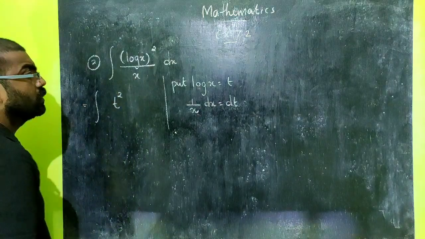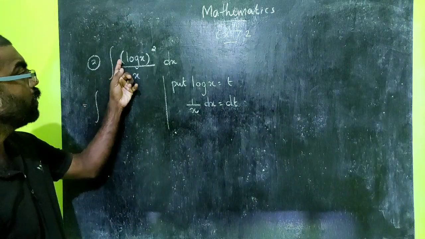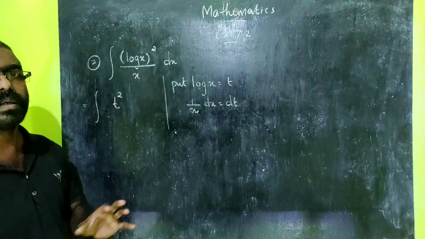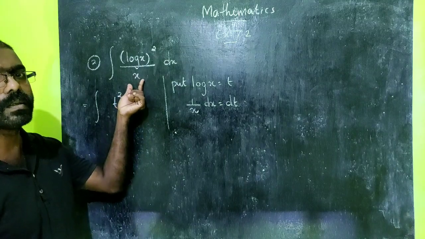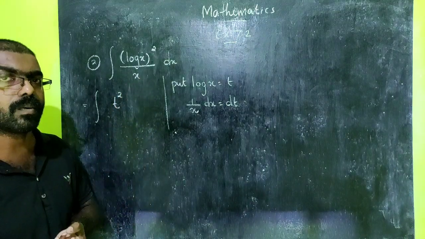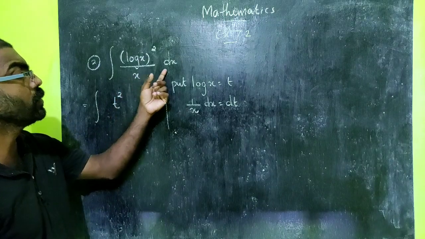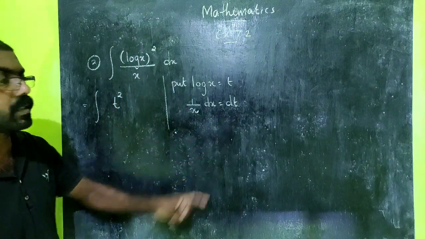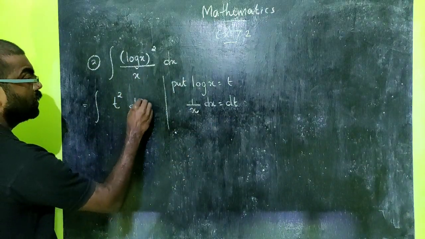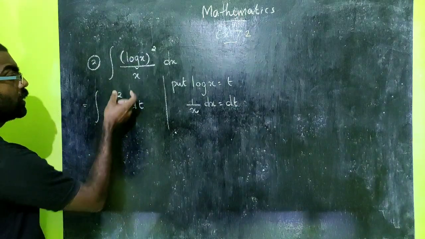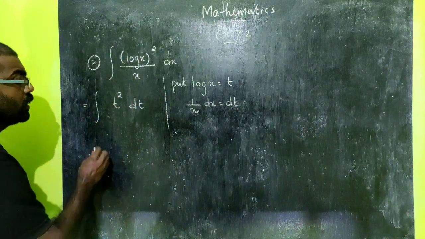So t square. Then the remaining is 1 by x into dx. In the denominator the term is x, so that we can treat it as 1 by x. So 1 by x into dx is equal to what? dt. So t square dt. The question reduces to a simple form, t square dt.